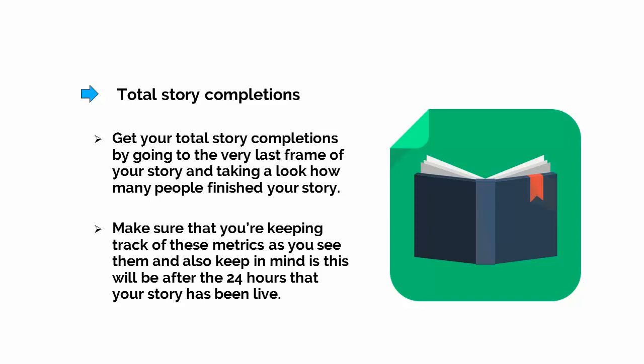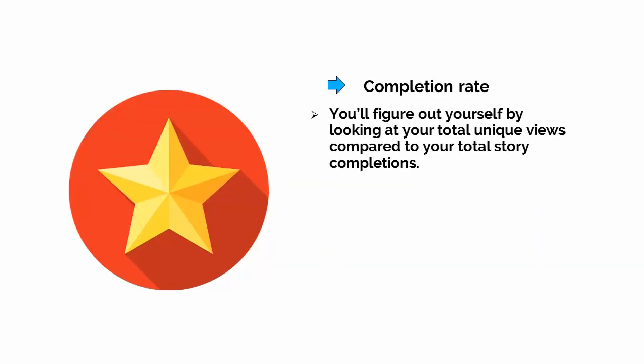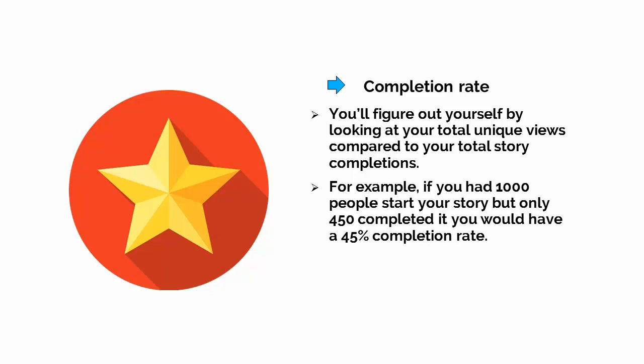The third analytic is probably the most important of all of these, and it's the completion rate, which you'll figure out yourself by looking at your total unique views compared to your total story completions. So, for example, if you had 1,000 people start your story but only 450 completed it, you would have a 45% completion rate. The higher your rate is, the better your story.